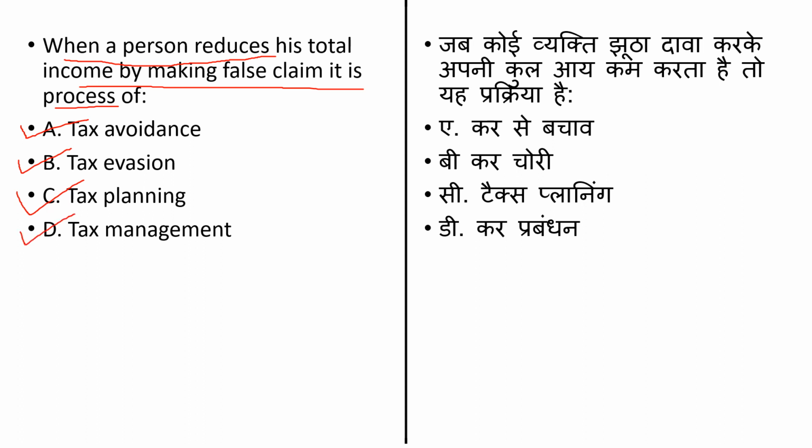And the last one is tax management. Tax management means planning affairs in such a manner so that the tax obligation is managed properly. The objective of tax management is to comply with the provision of an income tax law and allied rules. Tax management helps in avoiding the payment of interest, penalty and prosecution, etc. That means the correct answer here will be option number B. That is, when a person reduces a total income by making a false claim, it is a process of tax evasion.